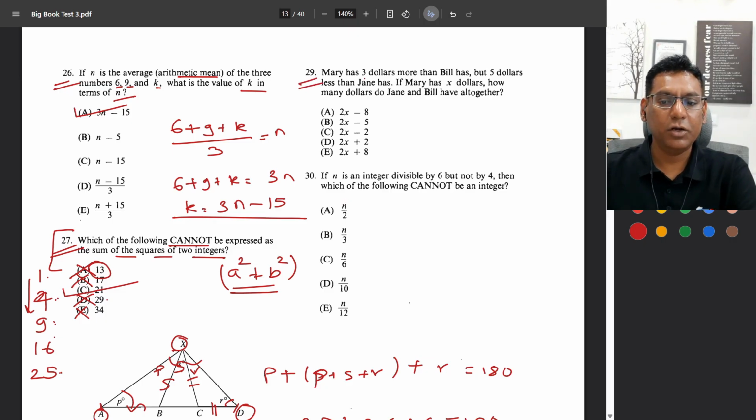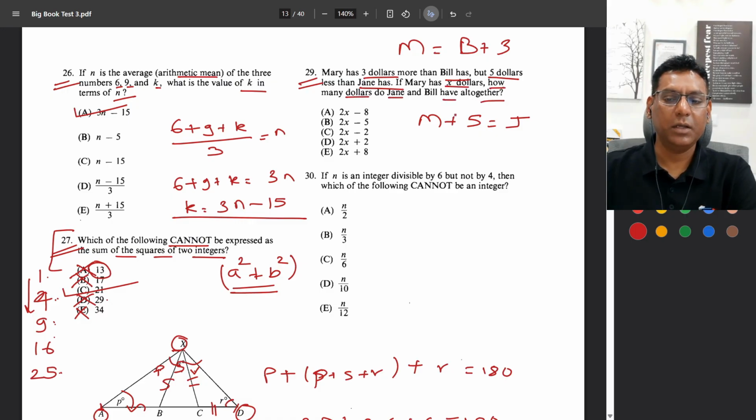Okay. Question 29. Mary has $3 more than Bill has. Okay, Mary has $3 more than Bill, but $5 less than Jane. So that means Mary plus $5 is equal to Jane. If Mary has x dollars, how many dollars do Jane and Bill have together?